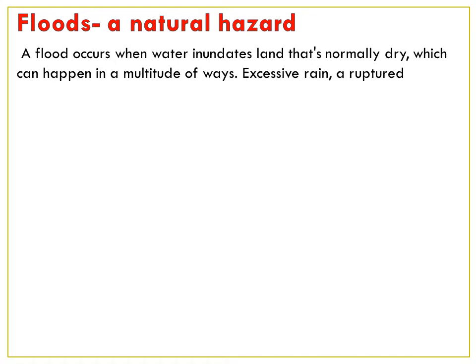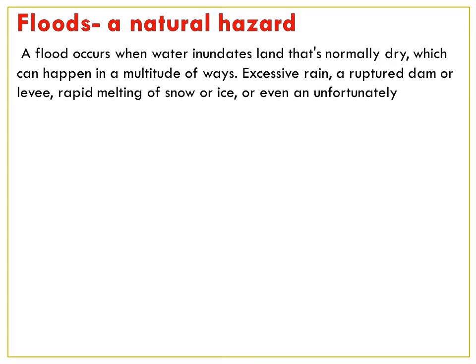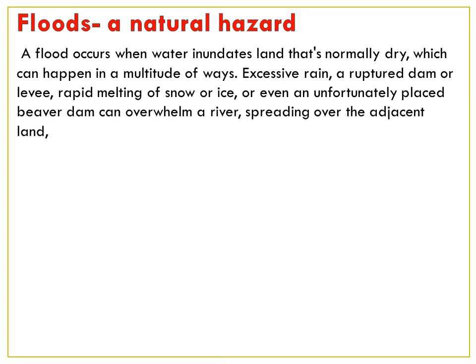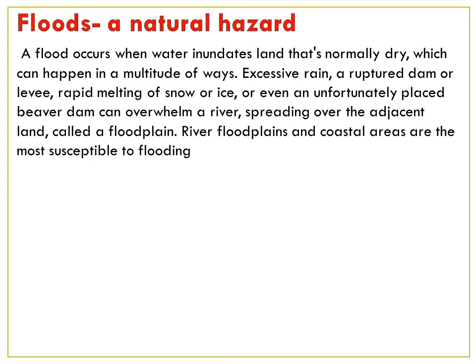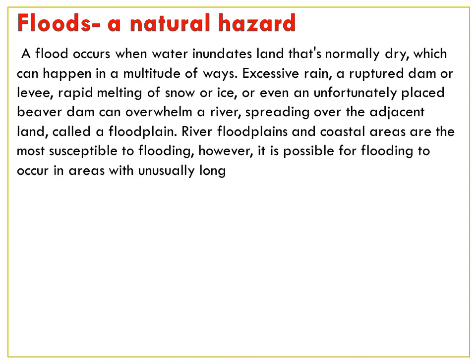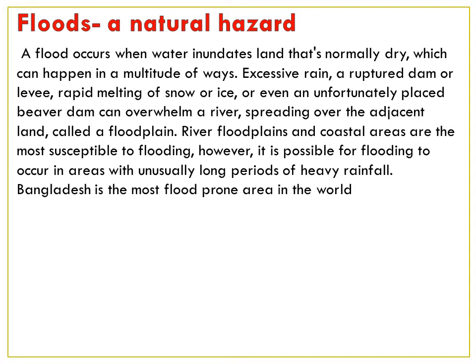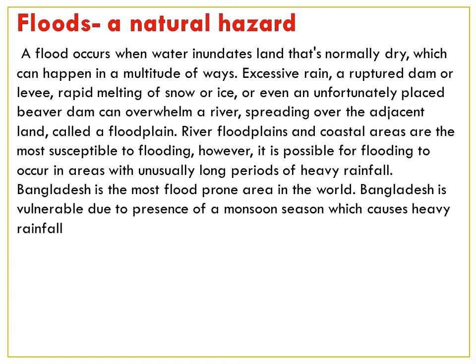Excessive rain, a ruptured dam or levee, rapid melting of snow or ice, or even an unfortunately placed beaver dam can overwhelm a river, spreading over the adjacent land. This is called the floodplain. River floodplains and the coastal areas are the most susceptible to flooding. However, it is possible for flooding to occur in areas with unusually long periods of heavy rainfall.